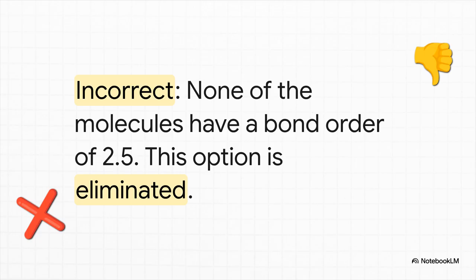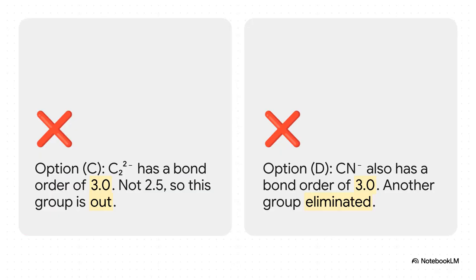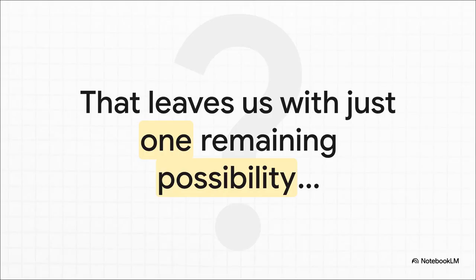and keep it moving. Now, we can actually speed things up a little. Let's take a quick look at option C. The very first molecule, C2 2-, has a bond order of 3.0. So that's not 2.5, which means the whole group is out. We don't even need to check the rest. It's the same story for option D. The cyanide ion, CN-, also has a bond order of 3.0. So another one bites the dust. Easy. So, through our process of elimination, that leaves us with just one single possibility.